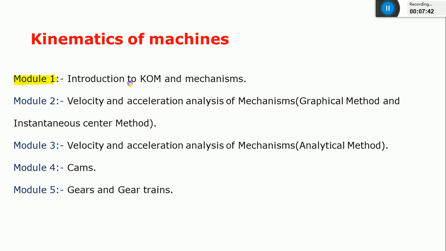This module 1 carries 2 full questions. You can attempt either from this introduction part, that is unit 1, or the second unit. This carries 20 marks, this also carries 20 marks. So there will be a choice between unit 1 and unit 2.